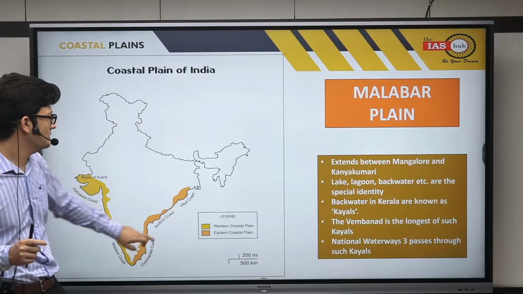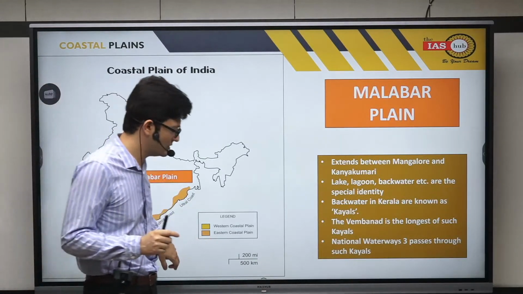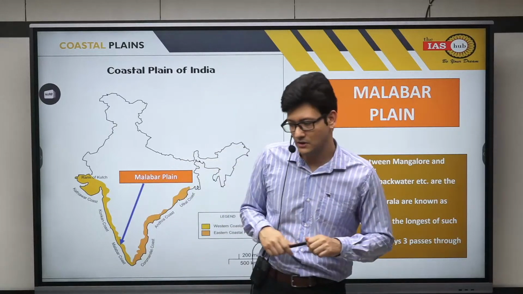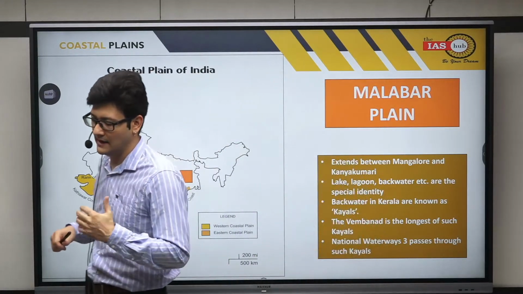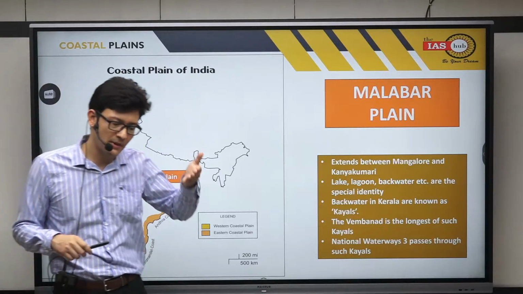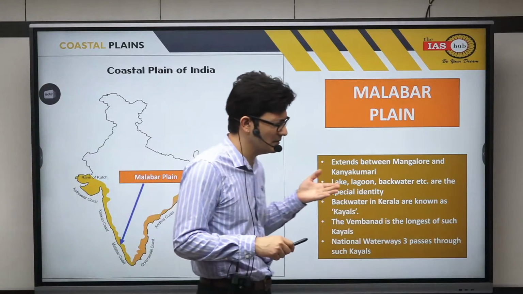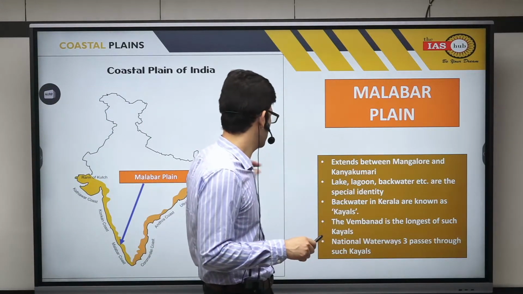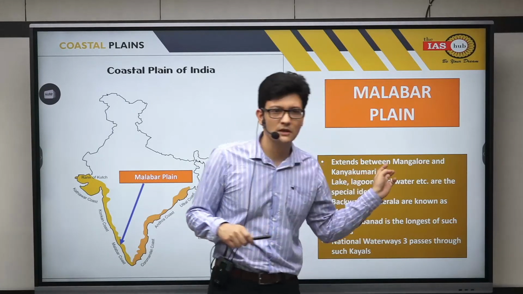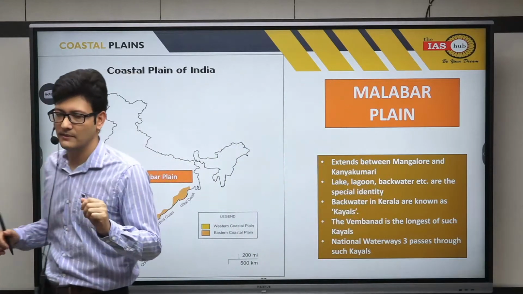Then we move on to the Malabar Plain. Malabar Plain is the southernmost side of the western coastal plain. It extends from the Marmagao region towards the Mangalore region, or Marmagao region towards Kanyakumari. So it extends up to Cape Comorin.